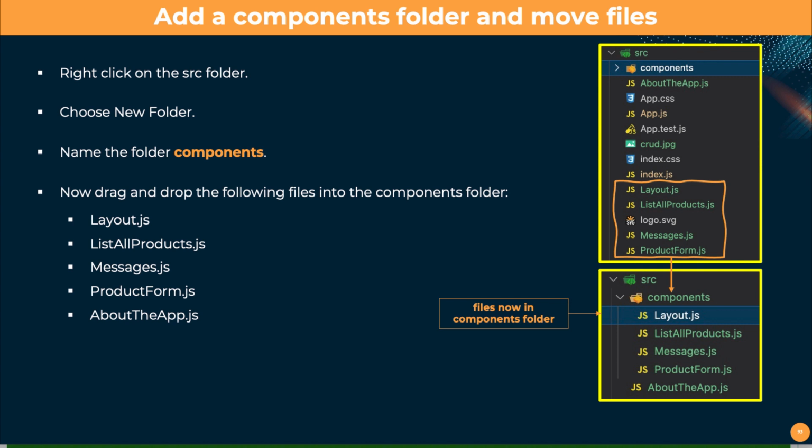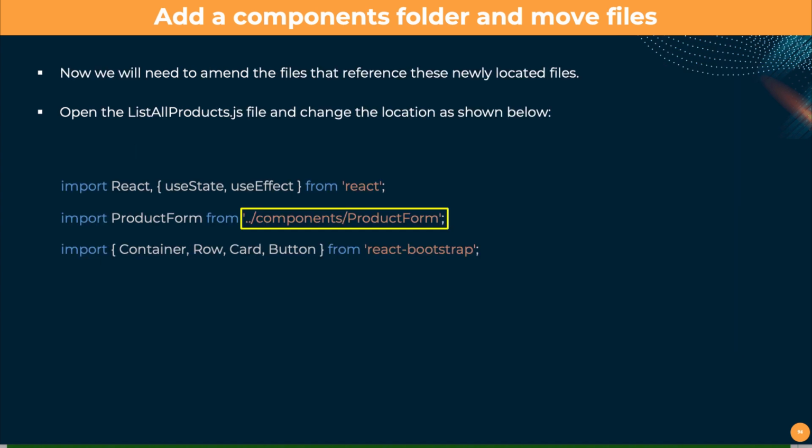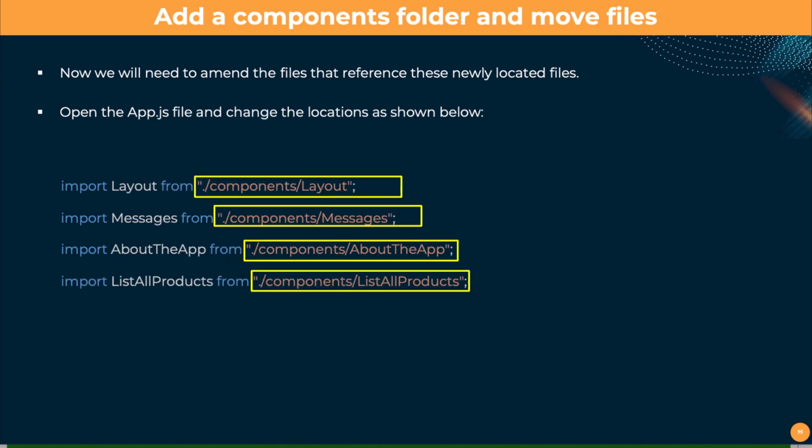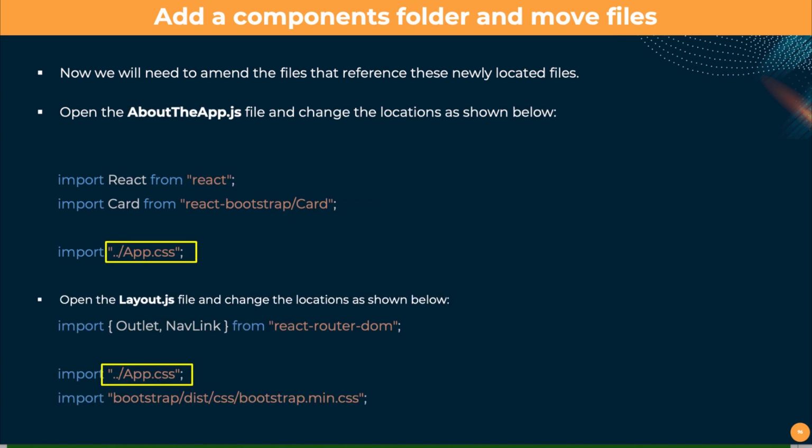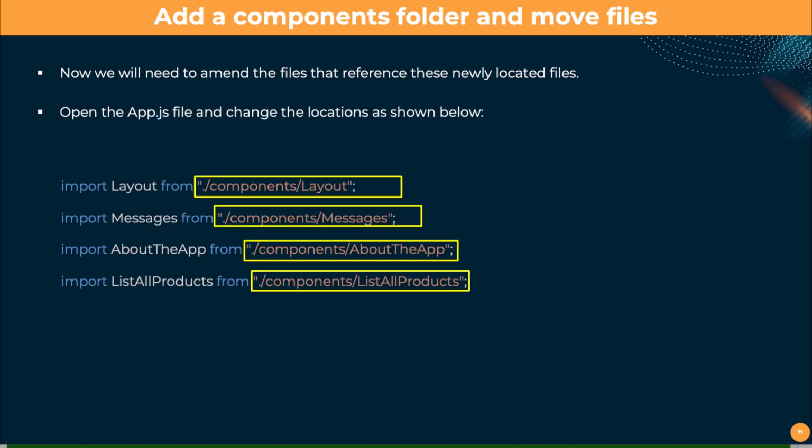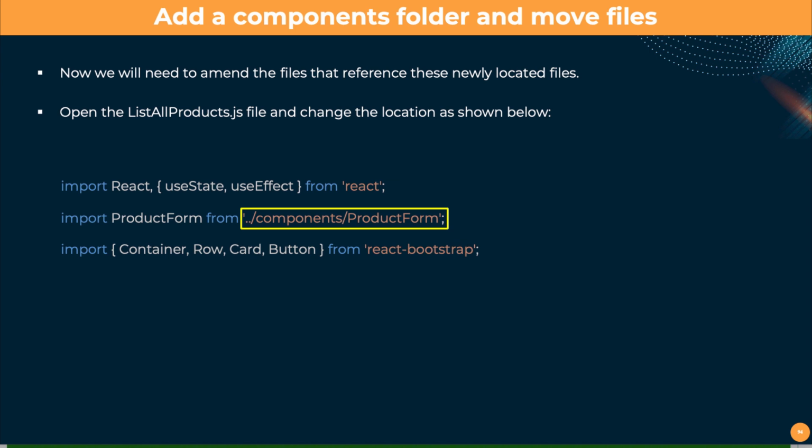That will mean that some of the relative paths have changed, and therefore we will need to go in and change the list all products JS file so that we have a ../components path. Then we will also do the same in the app.js, and then we will do exactly the same in the about the app.js because it has a path to the app CSS. And we need to just be careful with this. This has .. The one before will have ../components, and in the list all products it'll be ..